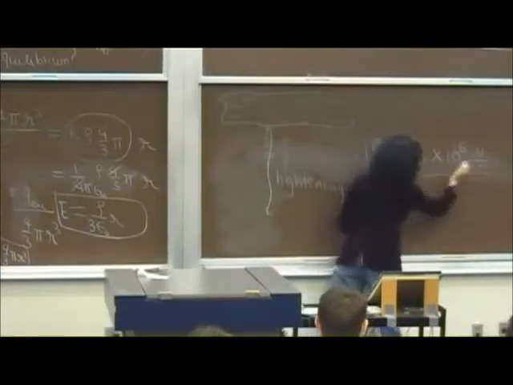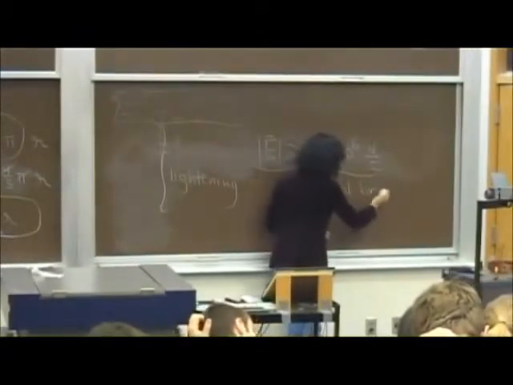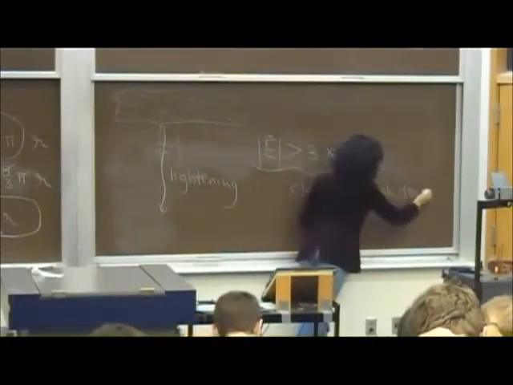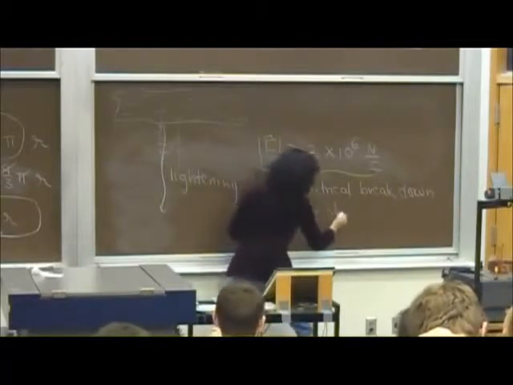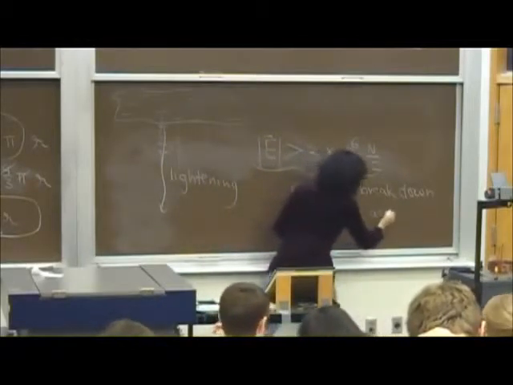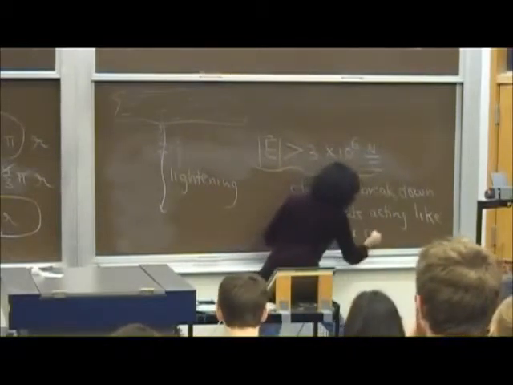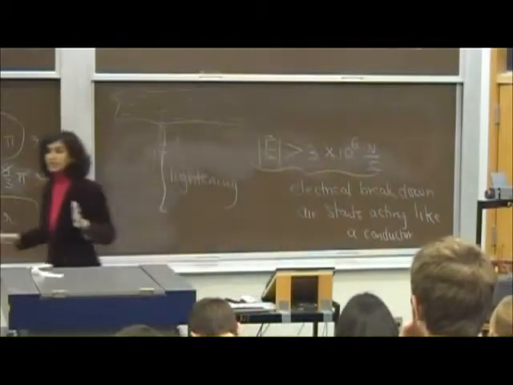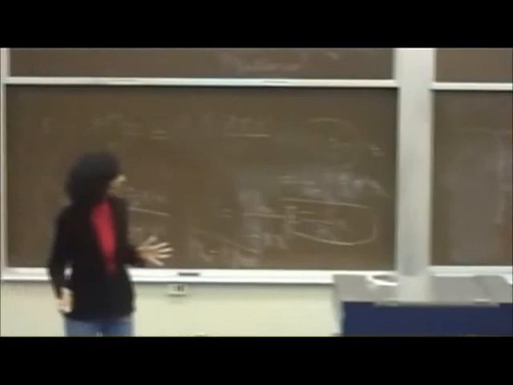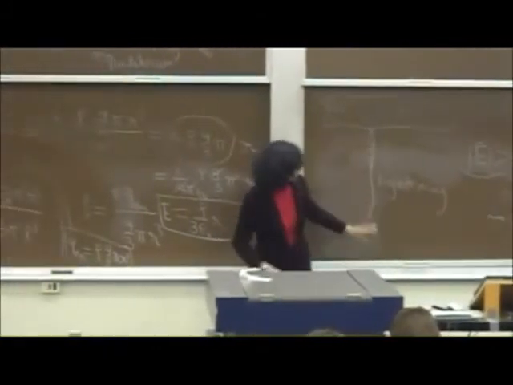So this happens when there's electrical breakdown. And that means the air starts acting like a conductor. So the air starts behaving like a wire, and it dumps the charges. Right, so electrical breakdown, and the air starts behaving like a conductor, and it dumps the charges on the ground.